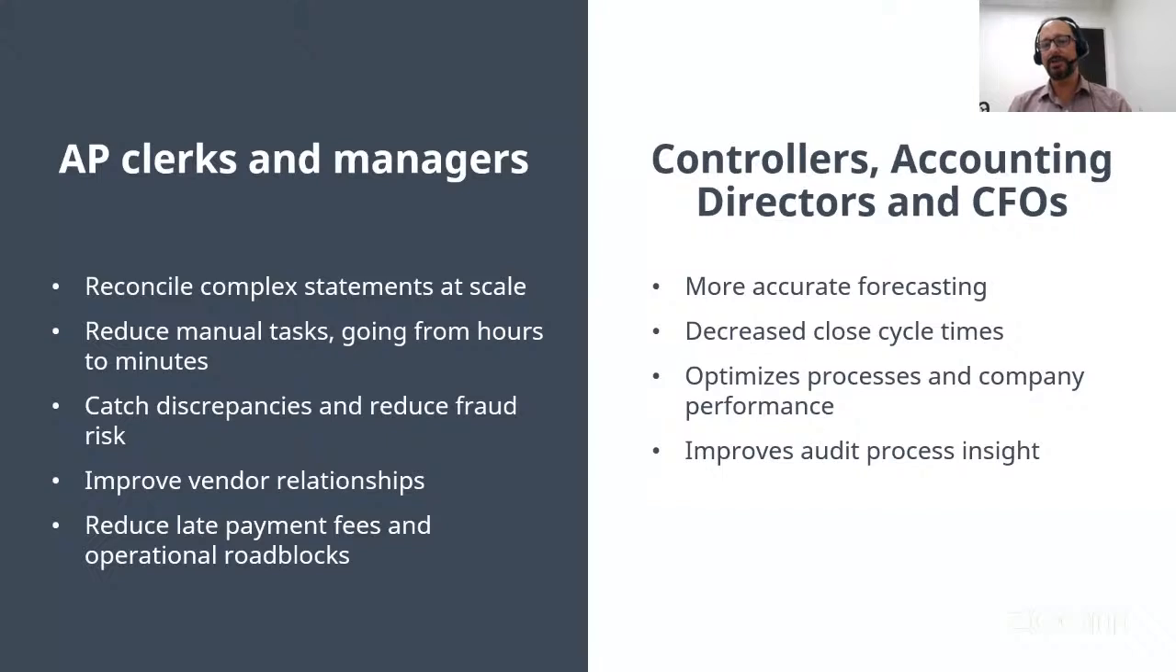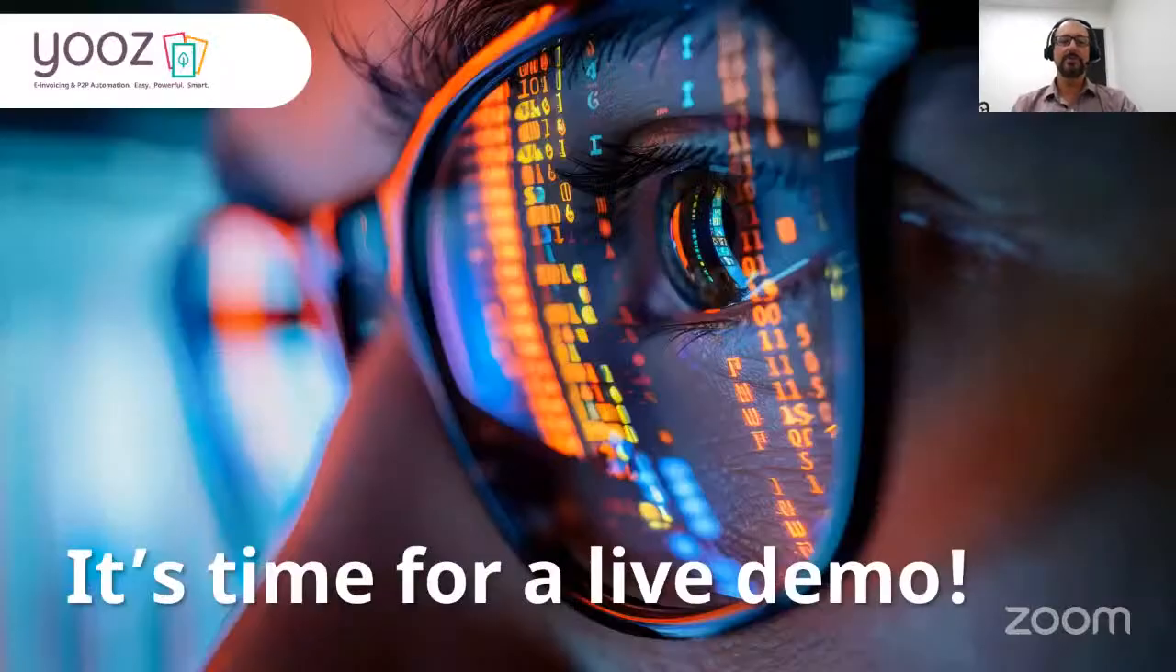For controllers, accounting directors, at a higher level, CFOs, what do they care about at the end of the day? Accurate forecasting, decreased close times, really optimizing the processes and the company overall in terms of performance and efficiency, and improving audit process insight, all of which vendor statement reconciliation and automated vendor statement reconciliation can allow them to do. So I wanted to get through that. Let's jump into a demo and take a look at what it looks like.